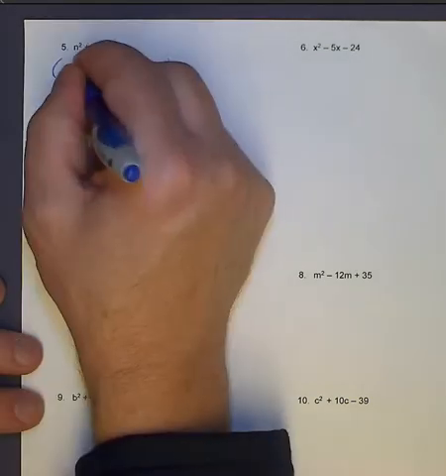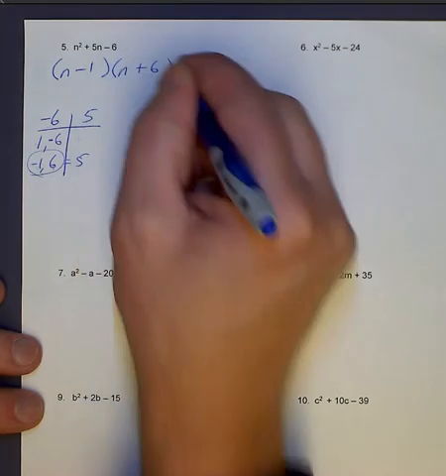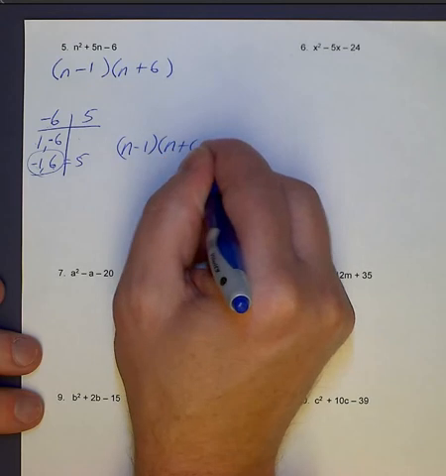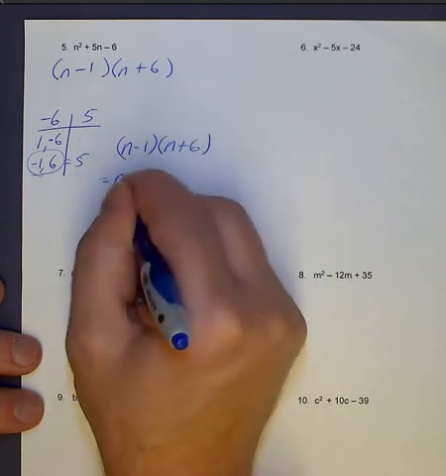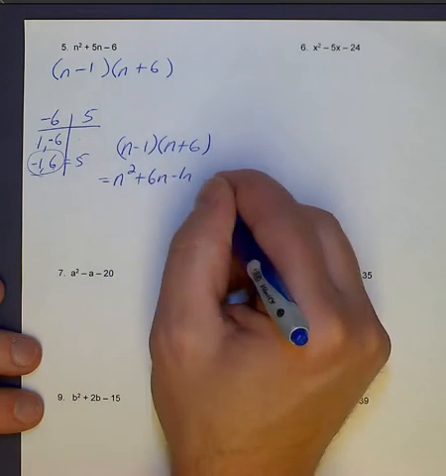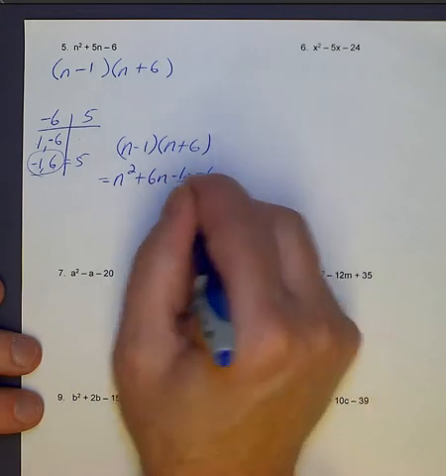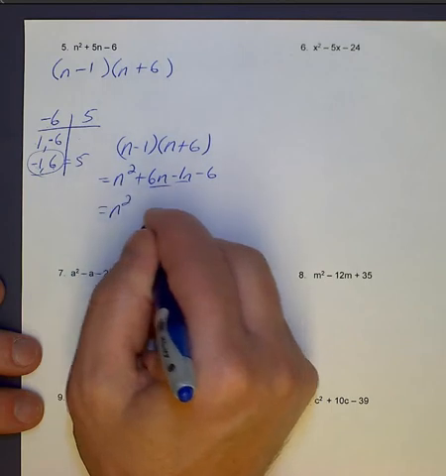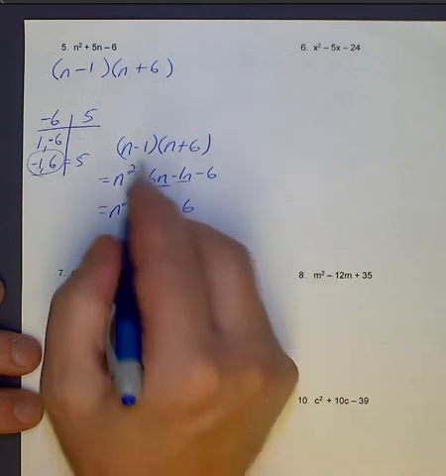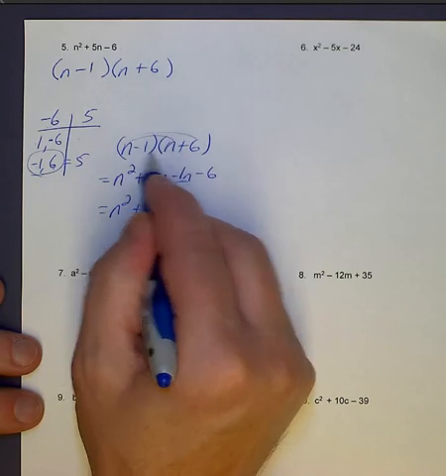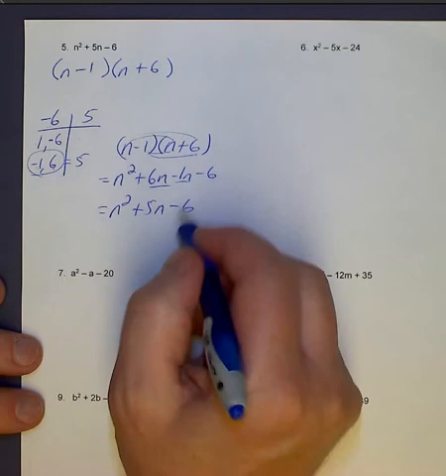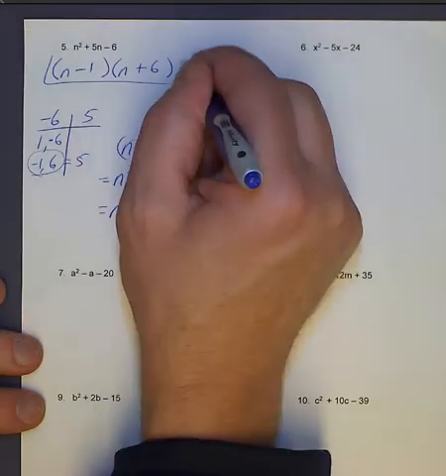I put them in up here. I'm going to double check. N minus 1, n plus 6. I get n squared plus 6n minus a single n minus 6. I'm going to combine my like terms. I get n squared plus 5n minus 6. So up here I did FOIL. First, outside, inside, last. That's how I got that. Combine my like terms. This is the same as that. That checks, meaning that's the factors.